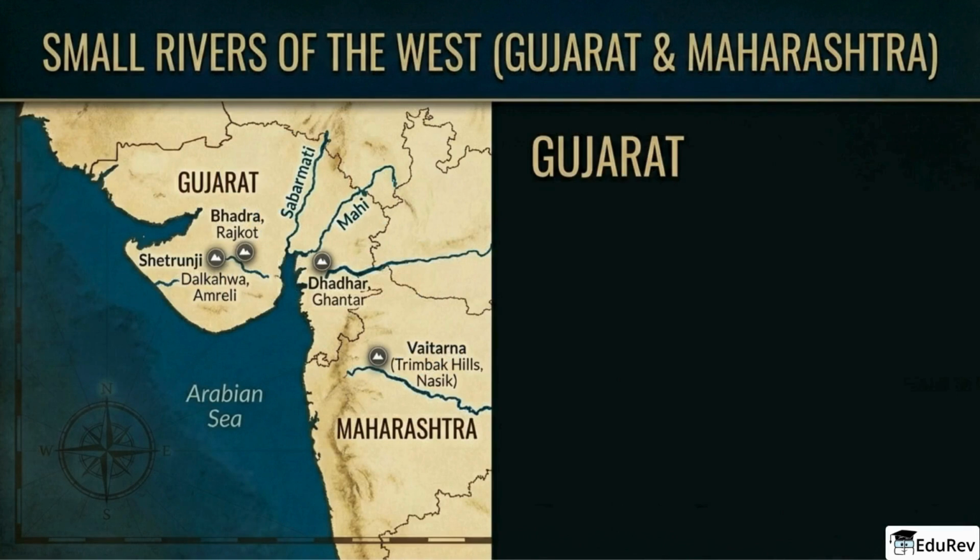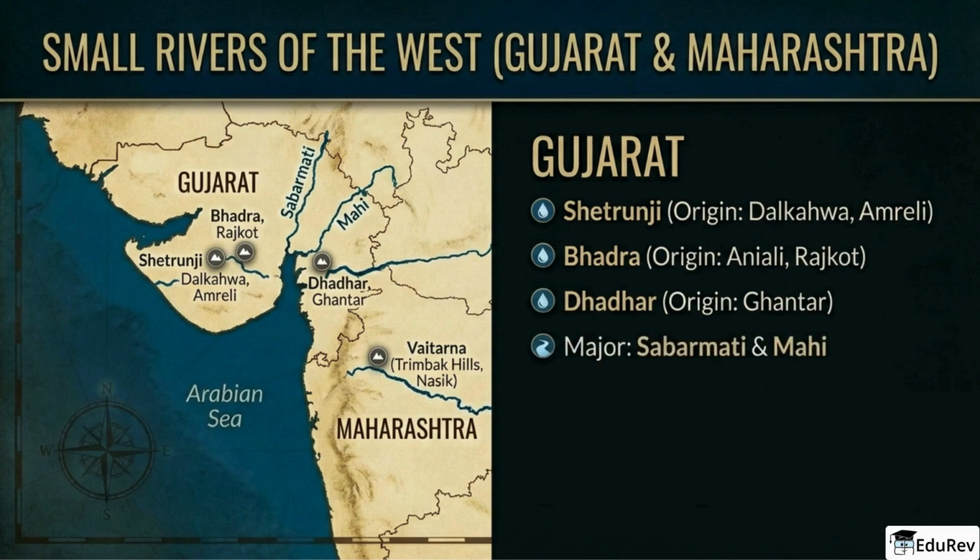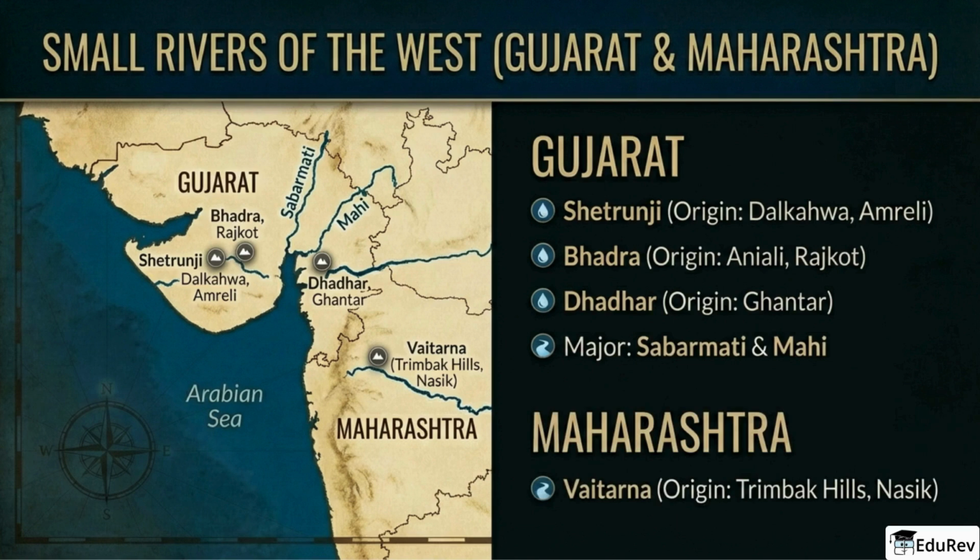Now look at the small rivers of the west, especially in Gujarat and Maharashtra. In Gujarat, remember, Shetranji, origin at Dalkawa, Amreli, Bhadra. Origin at Aniyali, Rajkot. Dhadhar, origin at Ghantar. And the major western rivers to keep in view there are Sabarmati and Mahi. In Maharashtra, the river marked here is Vaitarna, rising in the Trimbak hills near Nasik. These are short west-flowing systems entering the Arabian Sea, and they matter because map-based questions often hide inside small names.